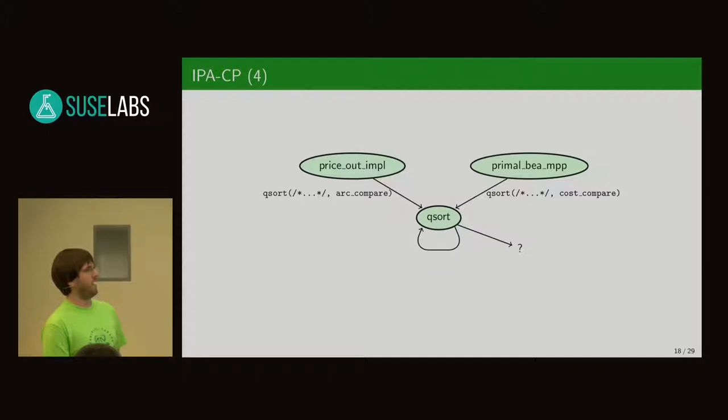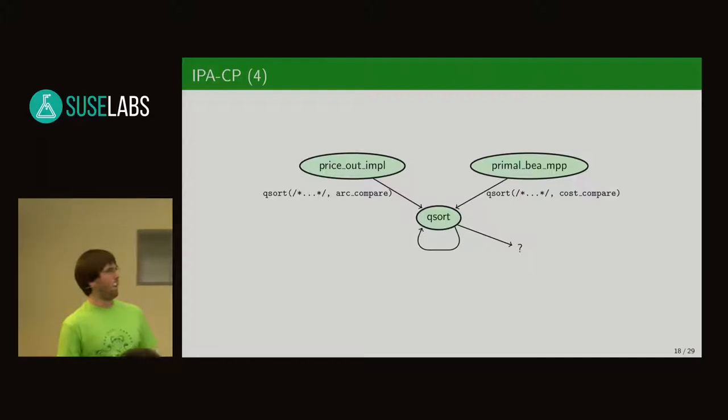One of the latest useful examples is this one, again, in conjunction with inlining. This is from the MCF SPEC 2017 benchmark, where it spends a lot of time in quicksort, and that quicksort is called from two different places of the benchmark.